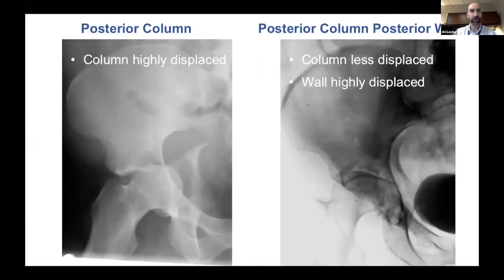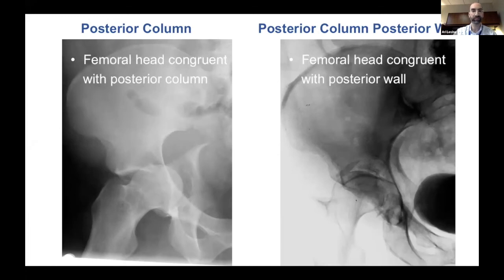So to compare and contrast these two injuries, in the isolated posterior column, we would expect that most of the energy has gone through the posterior column, and we can see that the column can be highly displaced, whereas in the posterior column, posterior wall, the column is typically less displaced, but the wall is often highly displaced. In the isolated posterior column, the femoral head remains congruent with the posterior column because remember that soft tissue, the capsule, is still intact. Whereas in the posterior column, posterior wall, the femoral head is no longer congruent with the posterior column. Now it will fall backwards with the posterior wall.